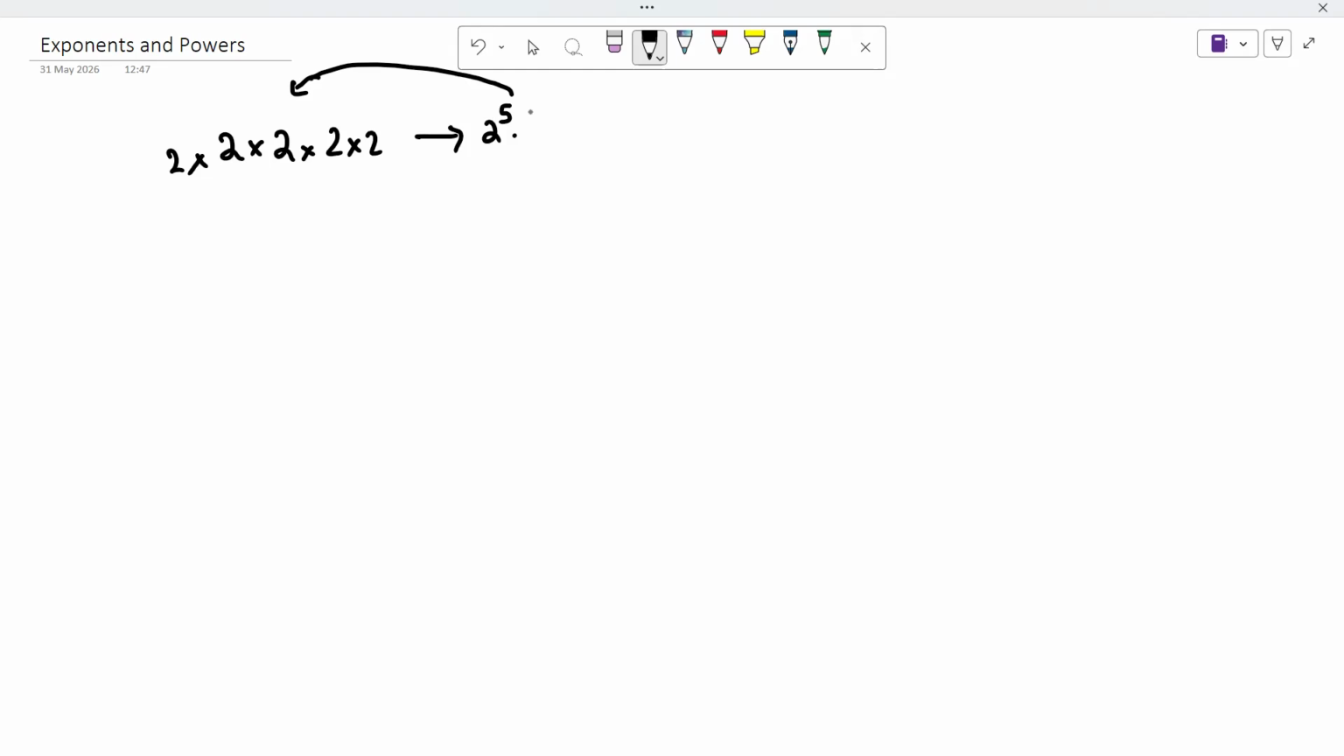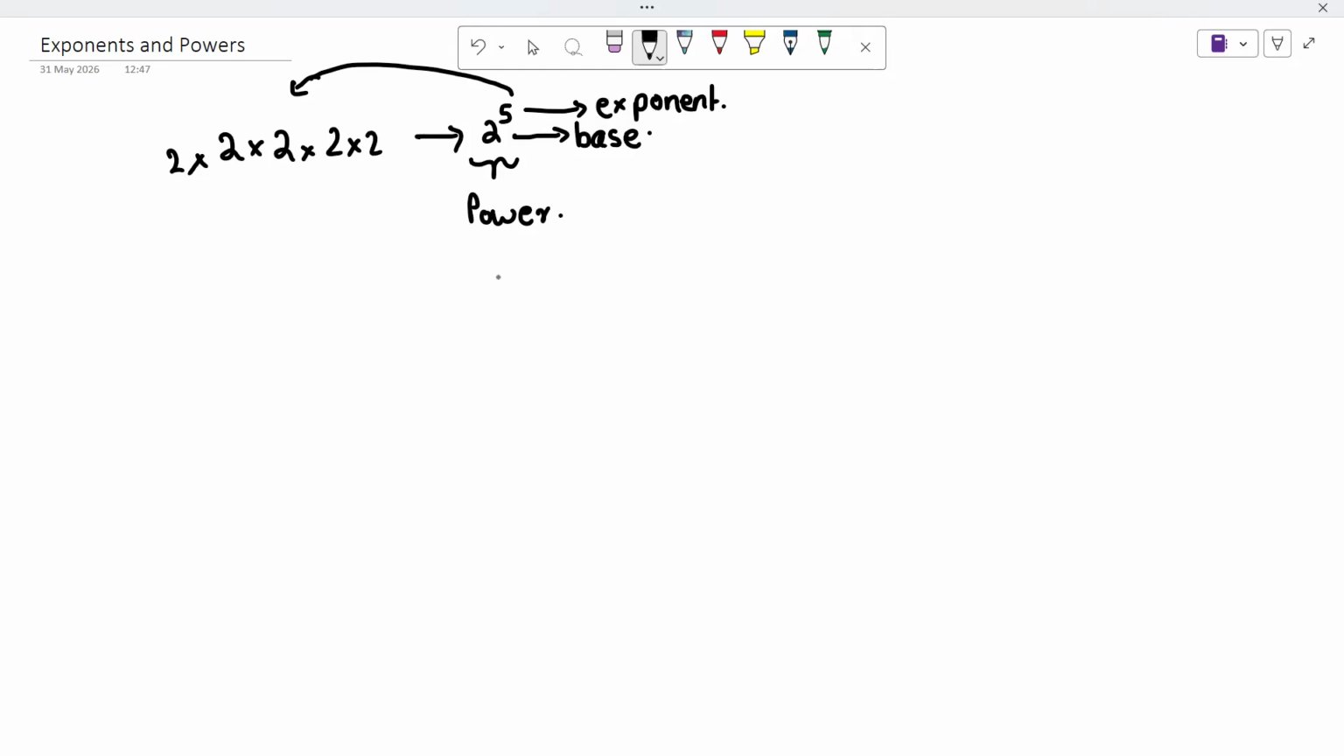Now we can't call it first number, second number. So we have names for it. This 2 is known as base, and this 5 is known as exponent. And you might be wondering, what do we call the combination of exponent and base? We call the combination of exponent and base as power.